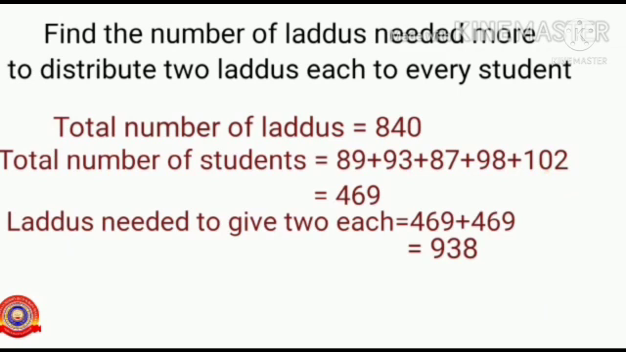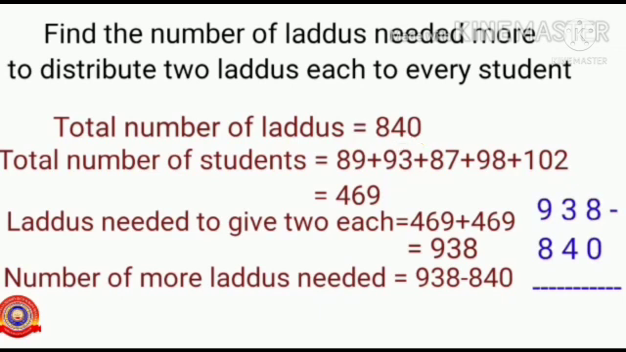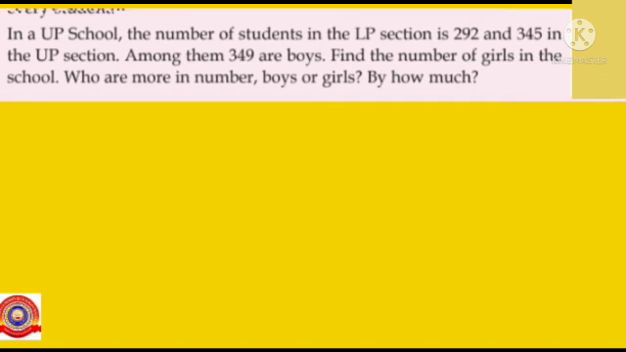Then we have to find out number of more laddus needed. You know, already we have 840 laddus. So, to find out number of more laddus needed, subtract 840 from 938. 8 minus 0, 8. Then 3 becomes 13 and 9 becomes 8. 13 minus 4, 9. 8 minus 8, 0. So, number of more laddus needed equals 98. Let's do the next question.